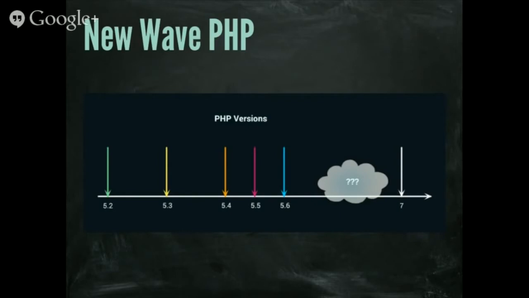Another 3 years, 5.4. With 5.4 came a much more predictable and regular release cycle. So you notice that 5.5 and 5.6 are much closer together. Each of those are basically 15 months apart, not 3 years. So PHP has really upped its pace. This means that you don't have such a long wait for new features, but it also means that the differences between versions is much smaller.